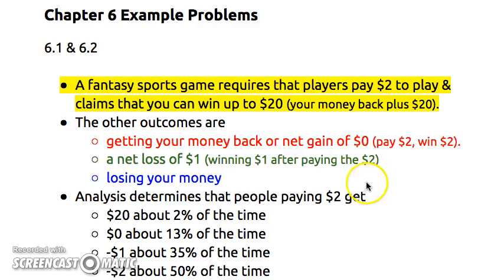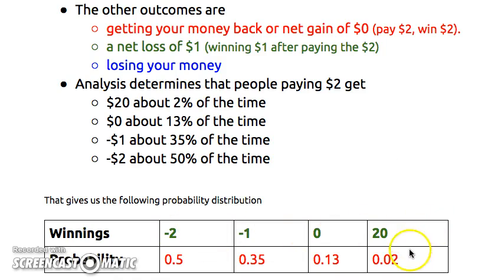Analysis determines that paying $2, you win $20 about 2% of the time, so very seldom, about 1 out of 50 times. You get no money, meaning you get your money back about 13% of the time. You lose $1, meaning you paid 2 and you got 1 back about 35% of the time, and you lose your 2 about half the time. So this would give us the following probability distribution, where the outcome is on top and the likelihood of it occurring is on the bottom.